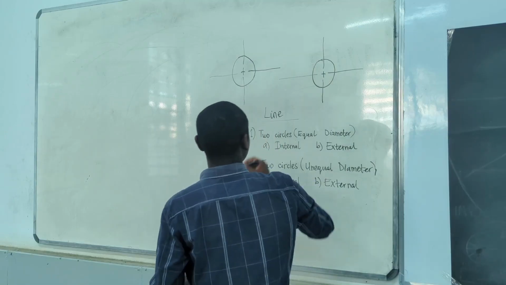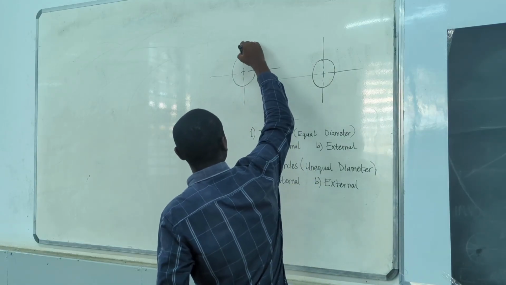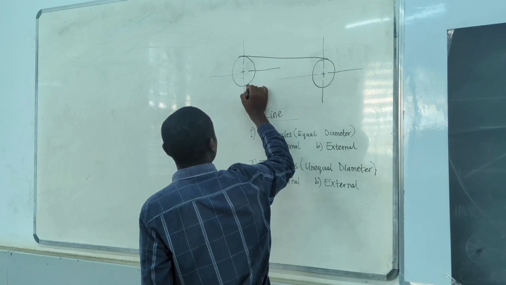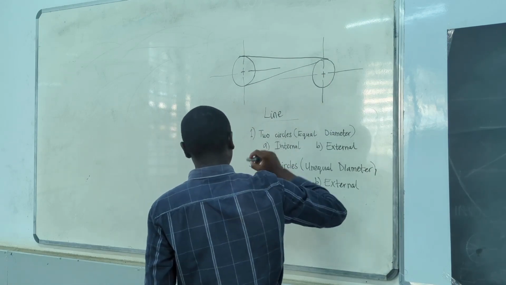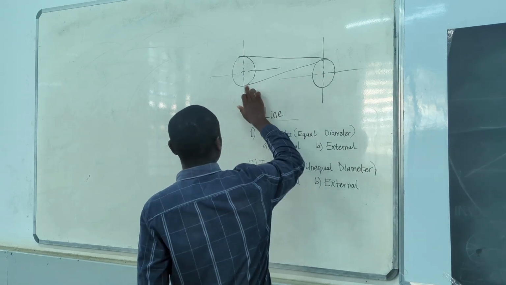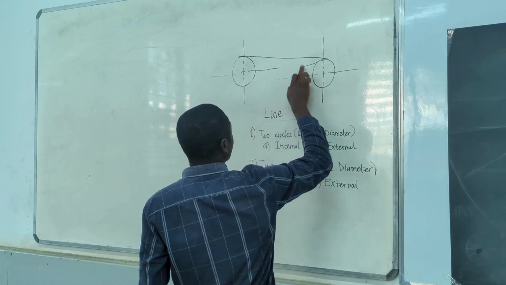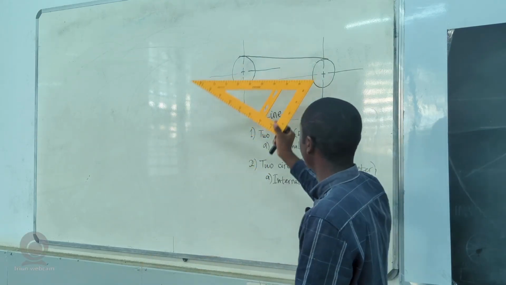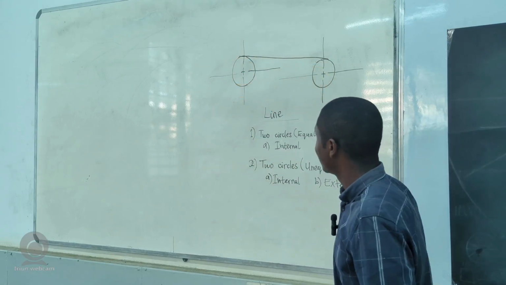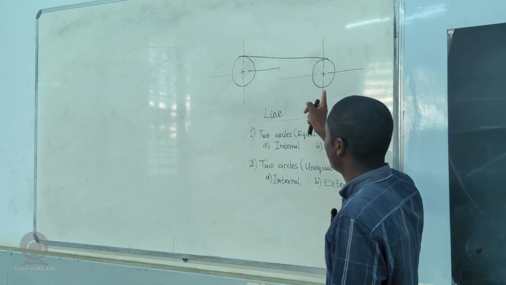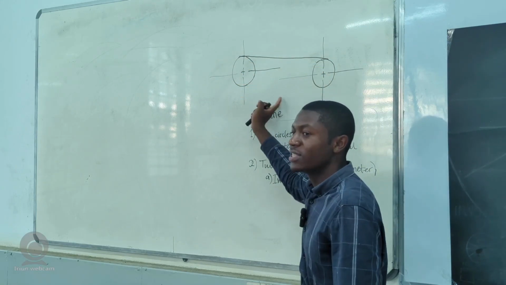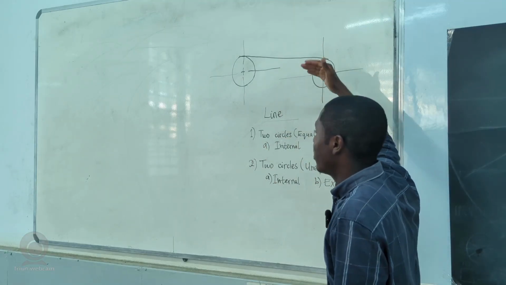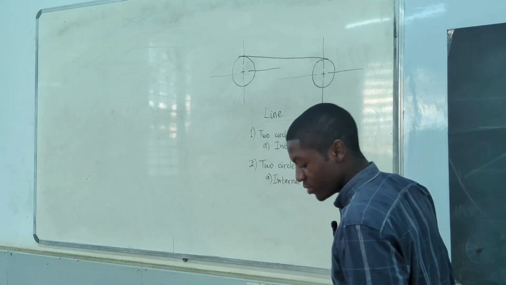Our tangent can be external like that, or it can be internal, touching like that. We'll start with the external one. It's very easy. Like I said, most of the people will be tempted to just draw a line. This one is the easiest to draw because if these two circles are having the same diameter, it's just like you're drawing a parallel line to the circles.